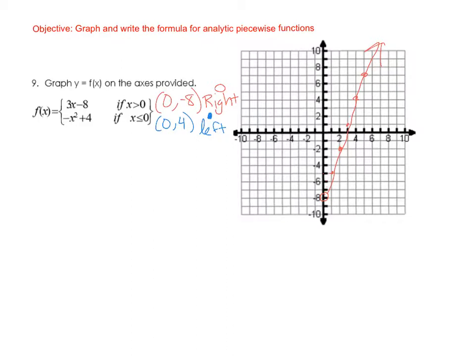Okay. 0, 4, closed circle. That's a parabola. 0, 4 is the vertex, and it's negative, so it's upside down. So over 1, down 1, down 4, 5, 6, 7, 8, 9. So there's my half of parabola. And we're done. Not so bad.